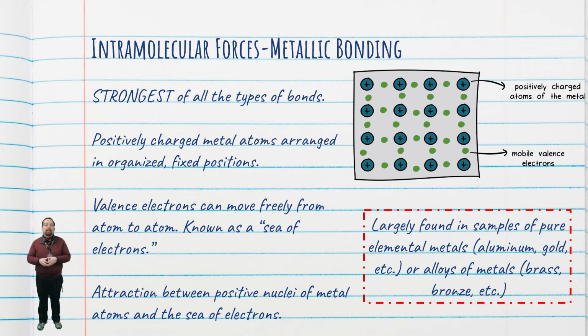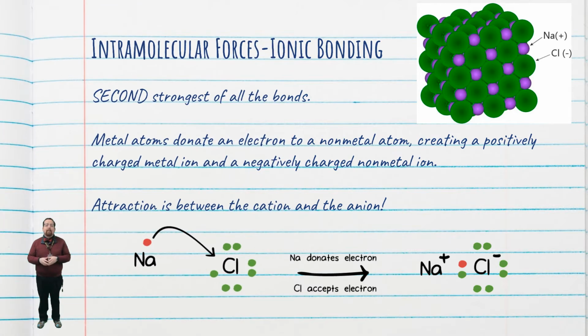You'll find metallic bonding in pure elemental metals such as silver, gold, aluminum, and others, or in alloys or mixtures of metals such as brass, bronze, steel, etc. As you've learned before, ionic bonds occur when a metal donates an electron to a nonmetal. This creates a positively charged metal ion and a negatively charged nonmetal ion. This is the second strongest of the intramolecular forces. The attraction here is between the positive cations and negative anions.